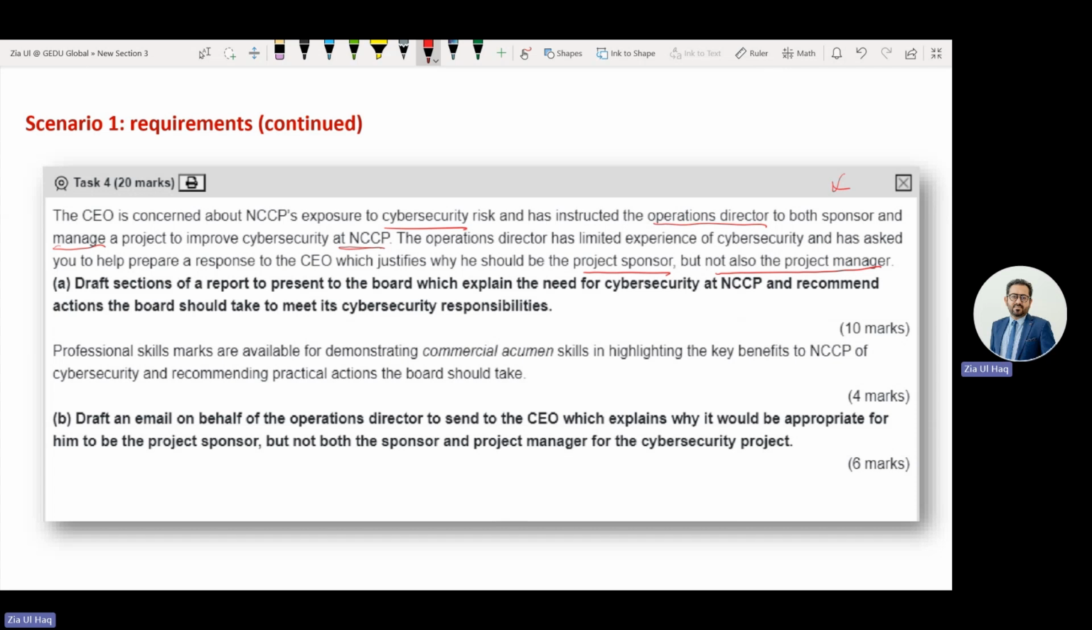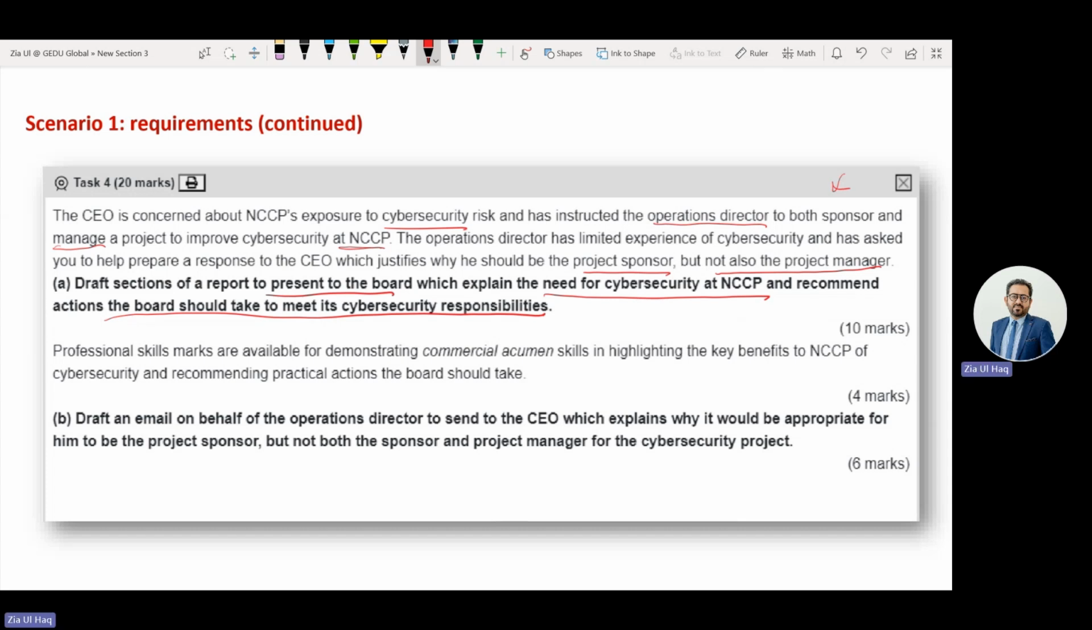Let's see. Draft a section of a report to present to the board, which explains the need for cybersecurity at NCCP and recommends action the board should take to meet its cybersecurity responsibilities. Why does the company need to focus on cybersecurity? How is this company having cybersecurity risk? And we need to provide recommendations to the board on what action they should take to meet cybersecurity risk management.